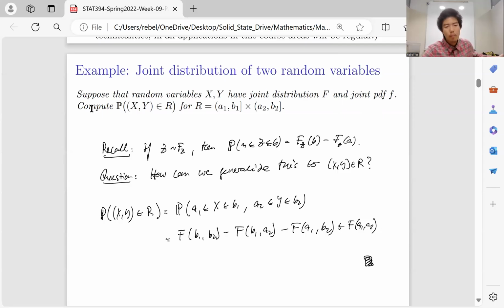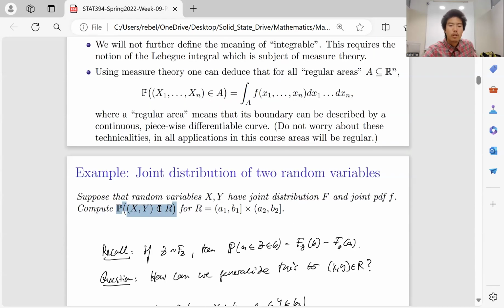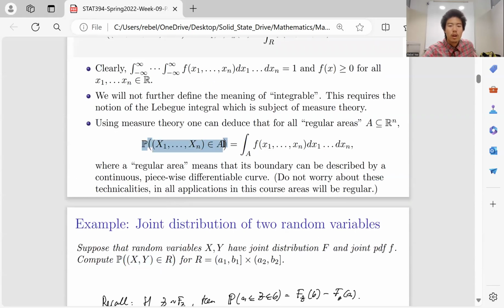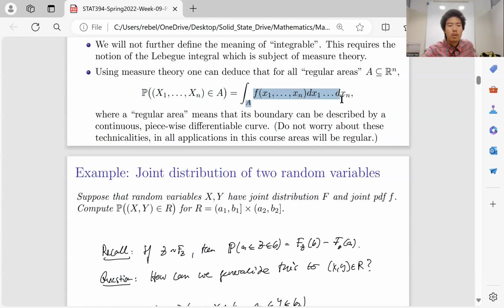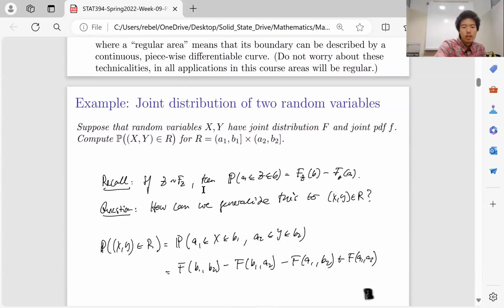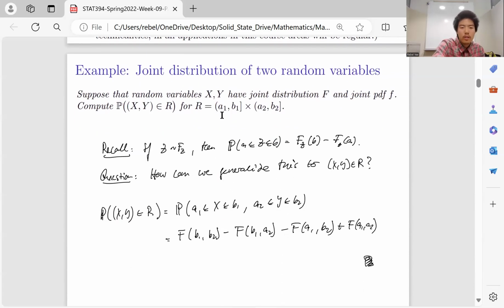So how about computing this one? Remember what this one is. This is the PDF of the joint distribution, right? Because this one becomes this one. So this is not a PDF, but a CDF over the region R, or the rectangle R. So how can we do that? R is from A1 to B1 and A2 to B2.